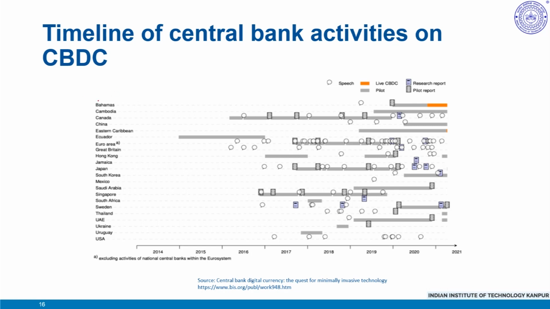In this diagram, we can see various countries that are working as a research project or pilot project on CBDCs. The gray ones are pilot, and this is the live. So we can see there's one. This one is the live, but there are many countries doing research since 2015. A lot of countries are doing research, and some are done with the research report. Some are in the pilot phase.